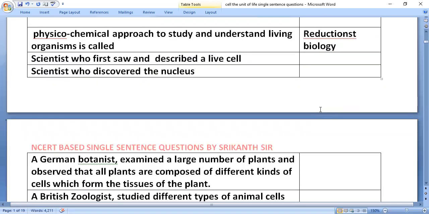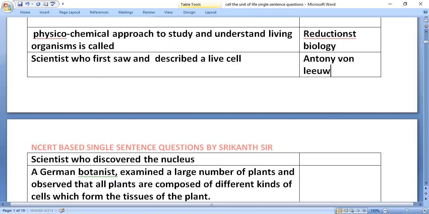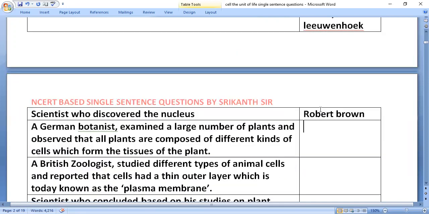The scientist who first saw and described a live cell: Anthony von Leeuwenhoek. The scientist who discovered the nucleus: Robert Brown. The German botanist who examined a large number of plants and observed that all plants are composed of different kinds of cells which form the tissues of the plant: Matthias Schleiden, in 1838.